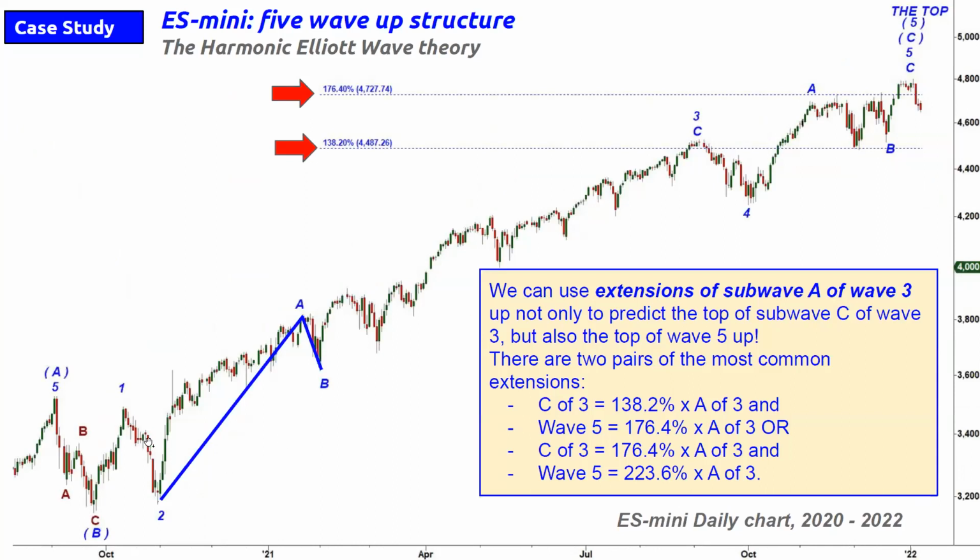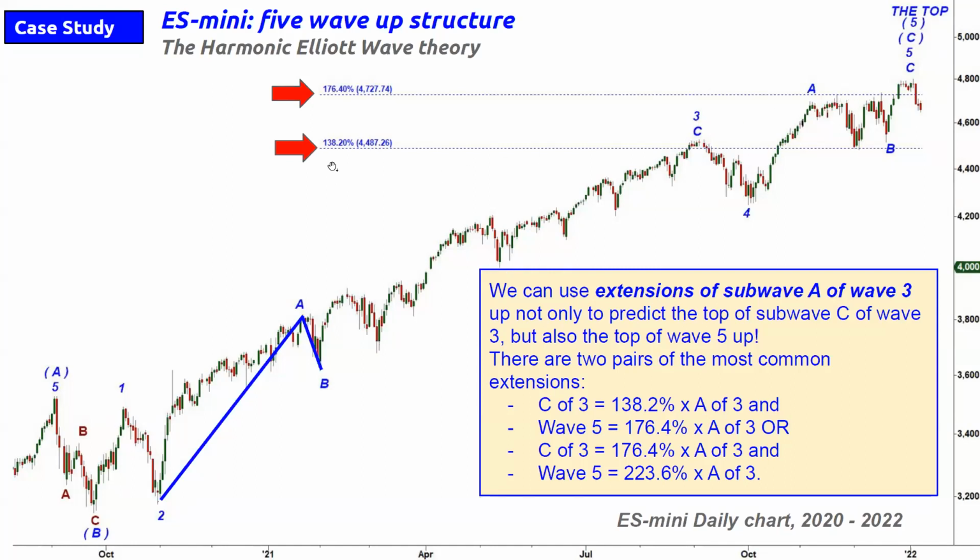This is 1, 2, 3, 4, and 5, and you can see that wave 1 had an ABC subdivision, wave 3 had a very clean ABC up subdivision. We got wave 4 and the final wave 5 that again had A up, B down, C up subdivision. I've already mentioned that subwave A of wave 3 is a great tool to focus not only the top of wave 3, but also the top of wave 5.